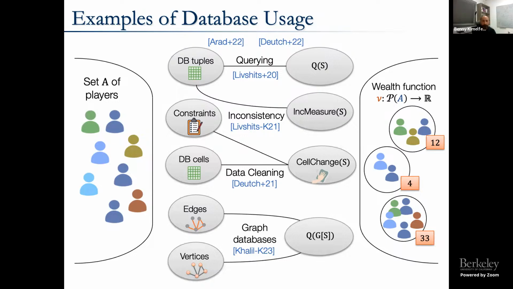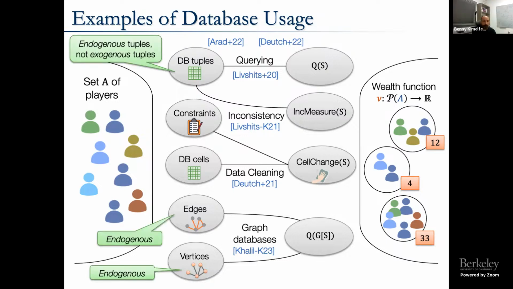So this is the game. I'll just say that in many of these instantiations, we adopt what Sushi and others did in their concepts of causality, where we distinguish between the exogenous tuples and the endogenous tuples. The players are the endogenous tuples, and we assume that there are some exogenous tuples that are not part of the game. They are taken for granted, and they never disappear. They're never a contingency. So this is one thing.